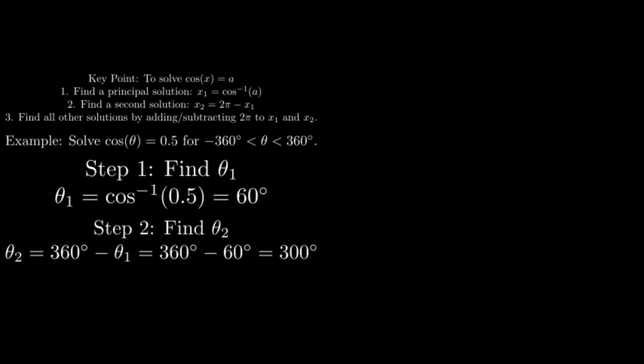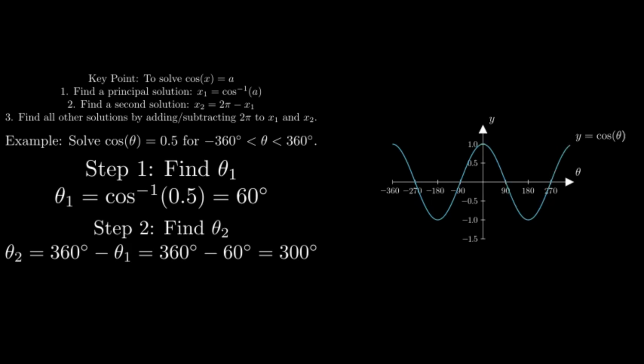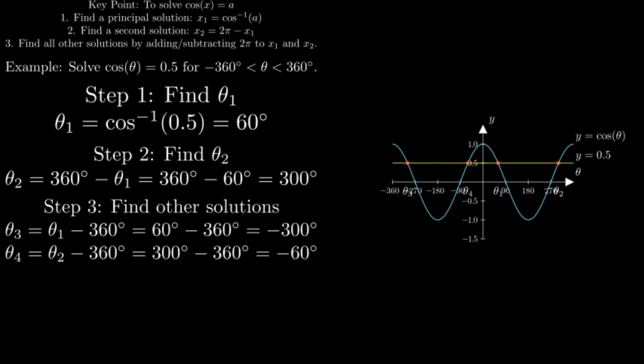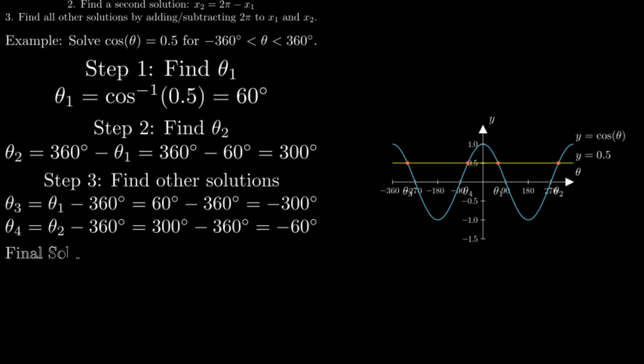Now, let's check for other solutions. Our interval includes negative values, so we should subtract 360 degrees from our initial solutions. A quick sketch of the cosine graph from negative 360 to 360 shows us that we should expect 4 solutions in total. We found the 2 positive ones, so let's find the 2 negative ones. To find the remaining solutions, we subtract 360 degrees from our first 2. Theta 3 is 60 minus 360, which is negative 300 degrees. Theta 4 is 300 minus 360, which is negative 60 degrees. Both are within our interval. So our 4 solutions for theta are negative 300 degrees, negative 60 degrees, 60 degrees, and 300 degrees.